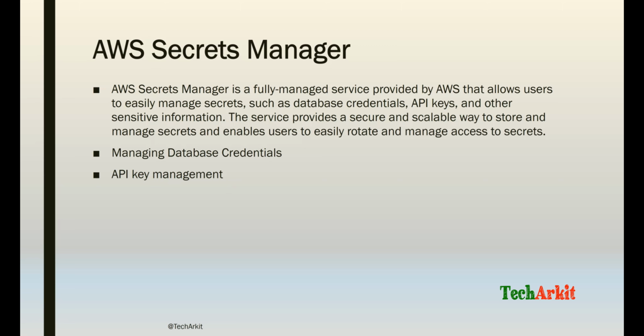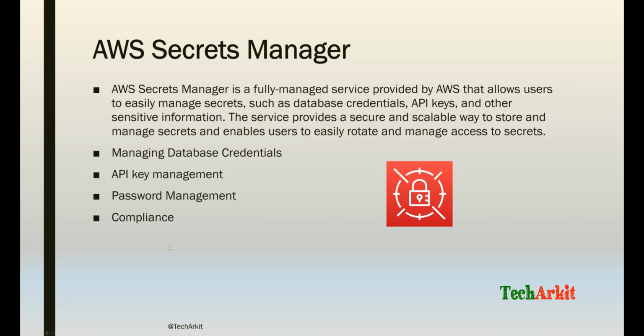API key management can be used to manage API keys and other secrets used by applications like third-party access services. You can do that. And password management is very useful if you want to access things like SSH, SSL certificates, and using other services. And compliance: where you have PCI DSS or HIPAA compliance, it can provide you auditable evidence and manage the secrets for that. So that's what AWS Secrets Manager can do in such a way.